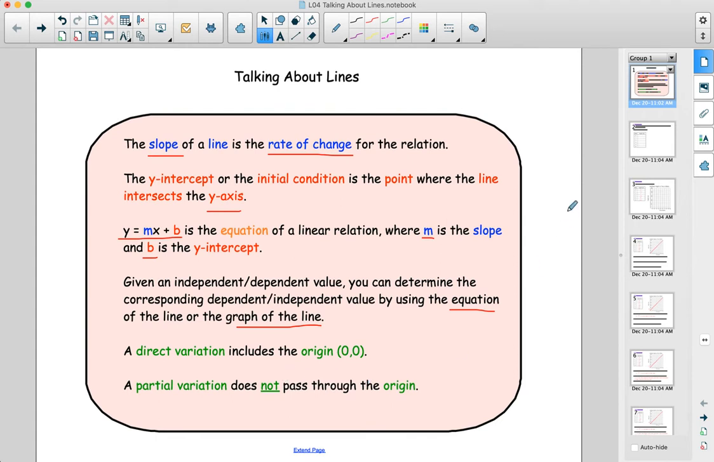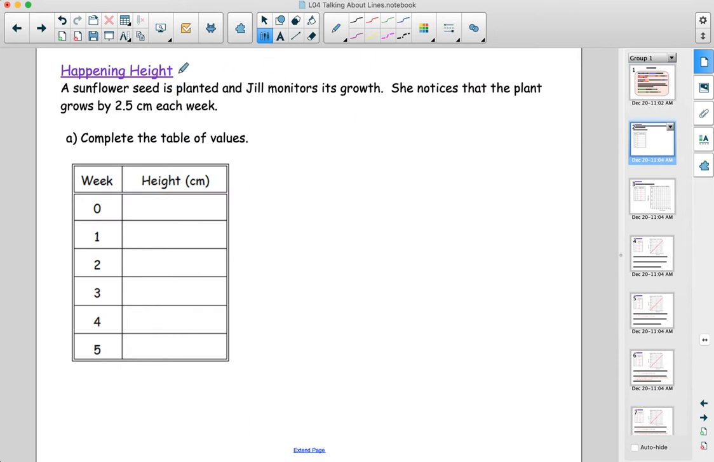So if we were meeting face-to-face, you'd have your class note in front of you, and hopefully you have that open right now. And we would walk through the first example together, and then you would be given time to do the rest of them. So let's just start by taking a look at the very first question. The first one was called Happening Height.